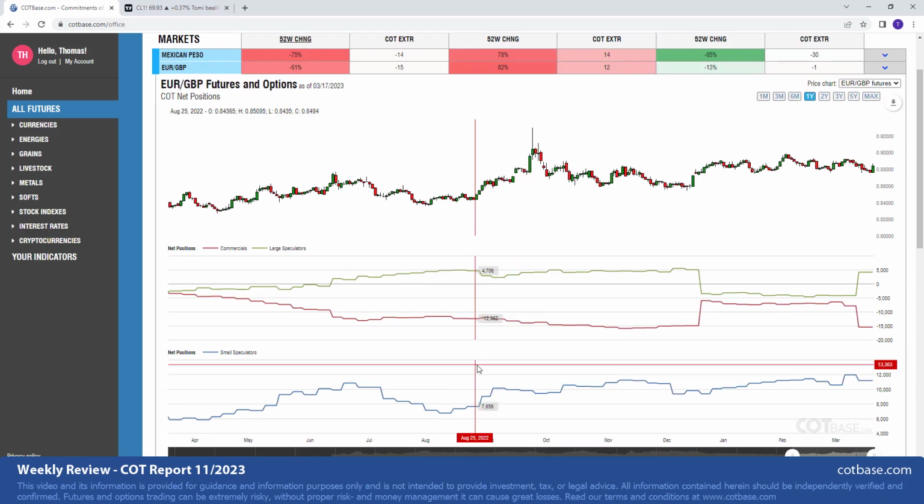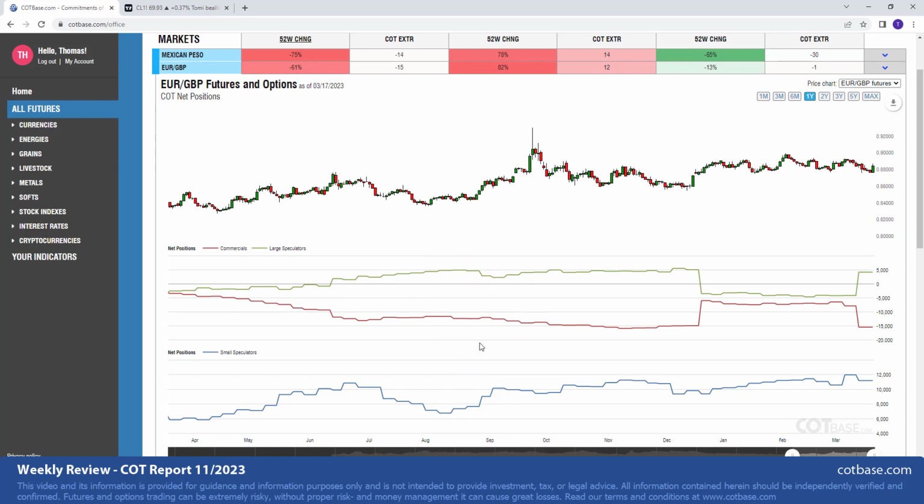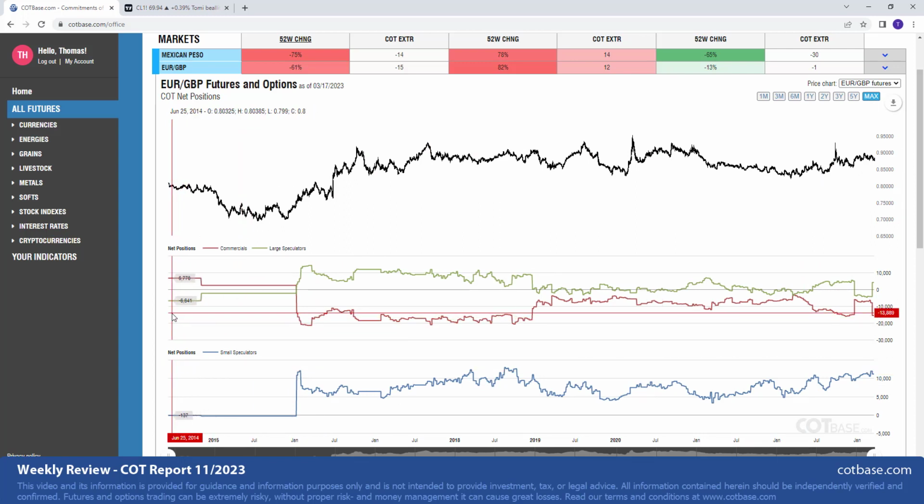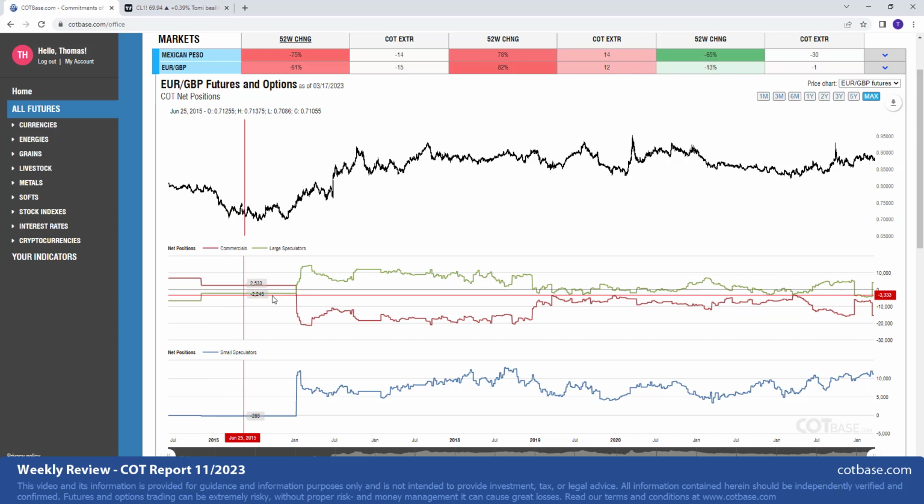But we have other currencies in this review, actually 3 more. The Euro British Pound currency pair, where you can see we have a 61% change in commercials net positions. Again, this is a bearish change signal, but in the case of Euro British Pound, I always say that although we have a specific futures market on it, I would never base my decision purely on analyzing this in itself. So it's good to have, but as you can see, data goes back only until 2014. And even then you can see there wasn't much going on.